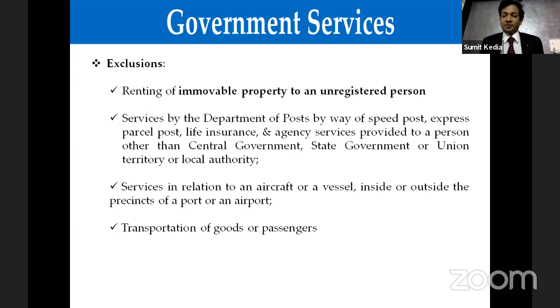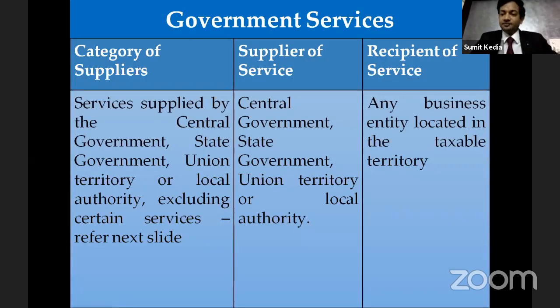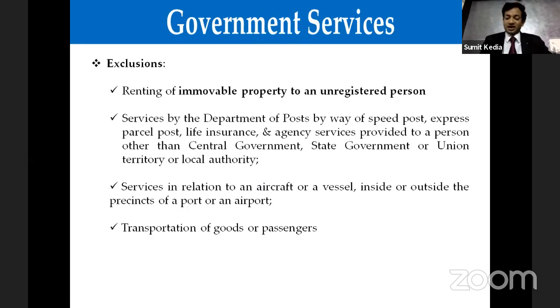However, if it is an immovable property provided by these four entities, basically by the government, as specified above, if it's an immovable property provided to a registered person, entry 5 of the notification says RCM will be applicable. That is the reason if you see here in the first line I mentioned, to an unregistered person. So if the government, state government, central government, union territory or local authority provides renting of immovable property service to a registered person, RCM will be applicable.